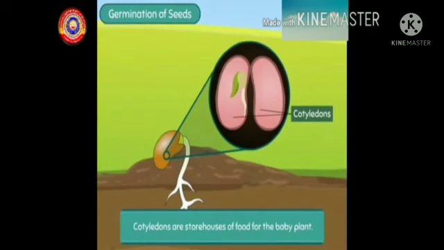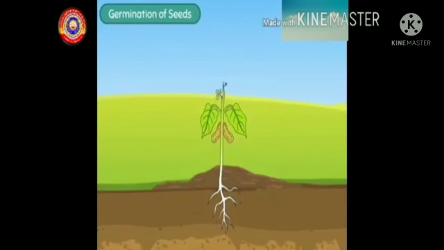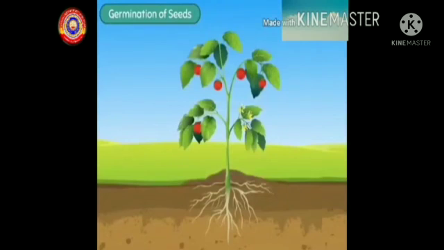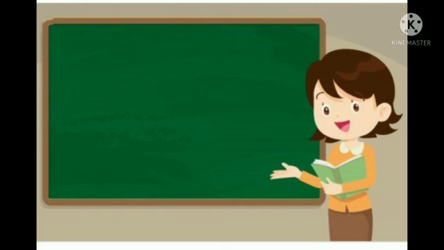The baby plant uses this food in the cotyledons to grow. So, the cotyledons shrink and decrease in size as the plant grows. The plant grows using the food in the cotyledons till it prepares its own food.